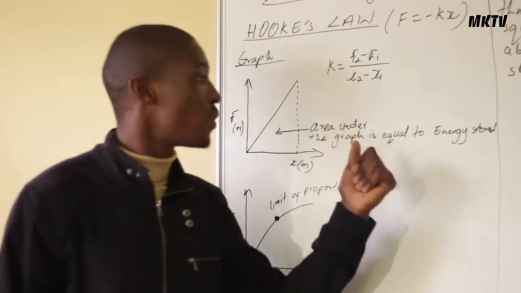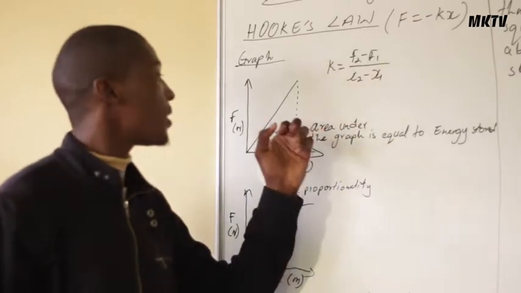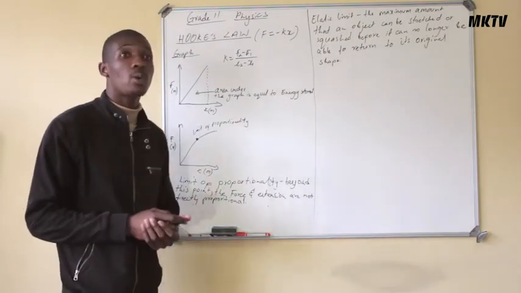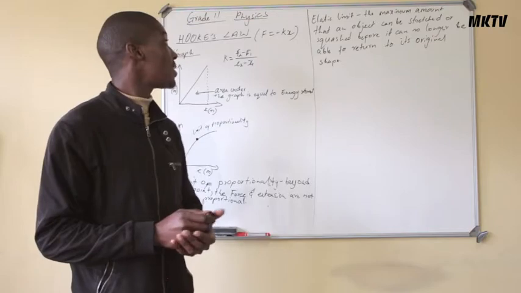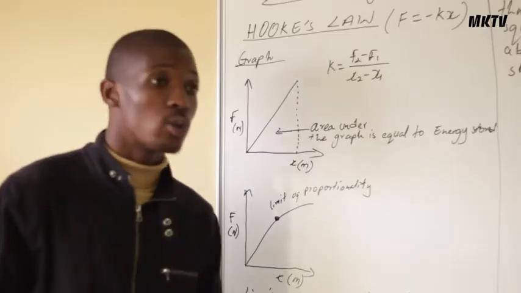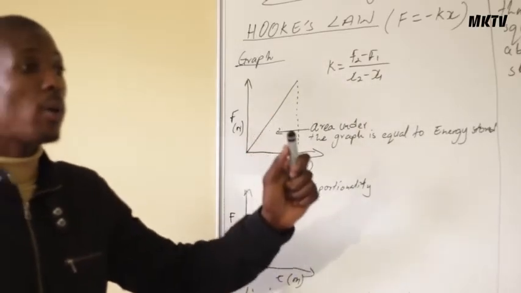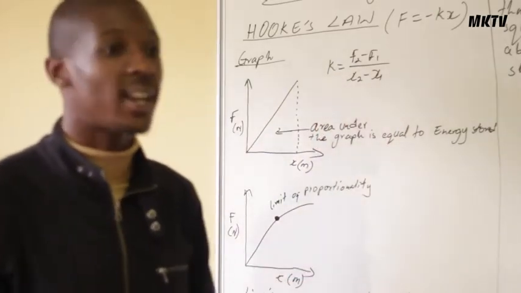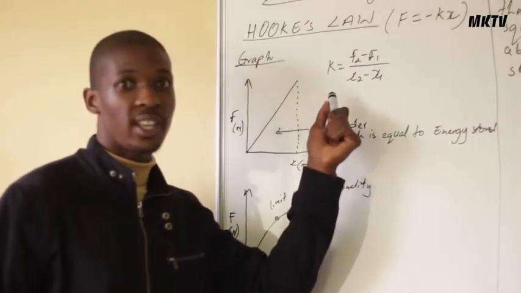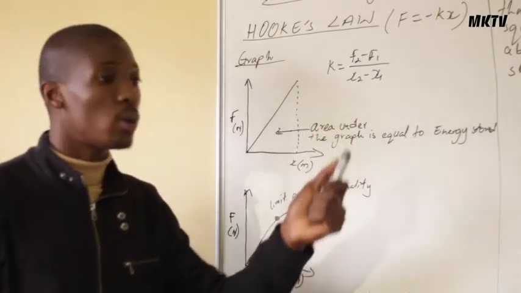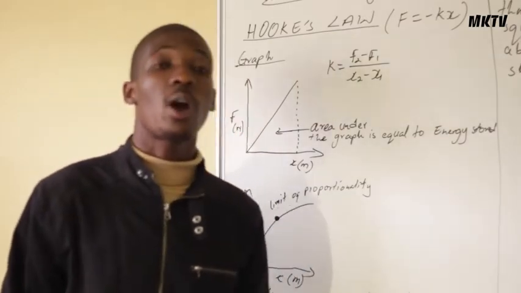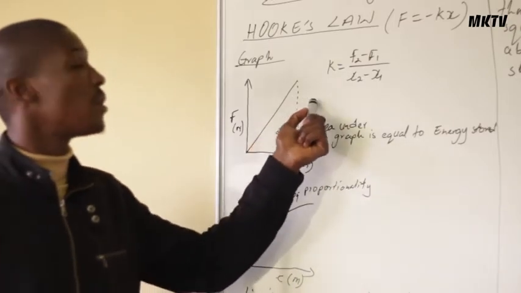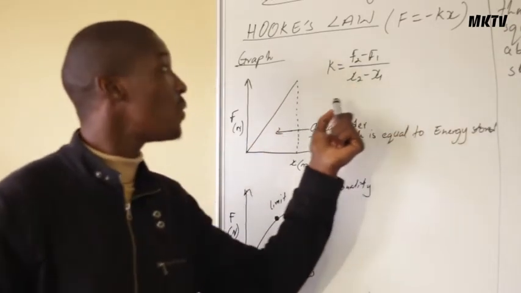The area under the graph will denote the energy stored in the spring, whether it's compressed or stretched. Again, our main focus is on the spring constant. This time we are going to use the graph to find the spring constant. From the graph, how are you going to calculate the spring constant? You are going to calculate the gradient of the graph.